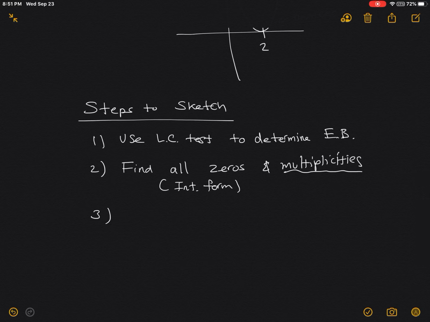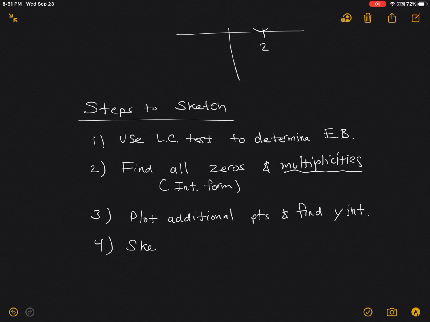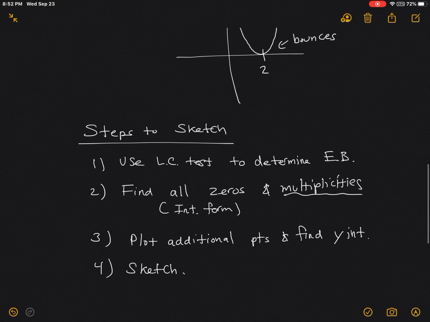All right, and you also have this tried and true method of plot additional points and find the y-intercept if there is one. And then the last step, of course, is to sketch. Okay, so I'm going to use these 4 guidelines in the next video, in which I will do some examples.